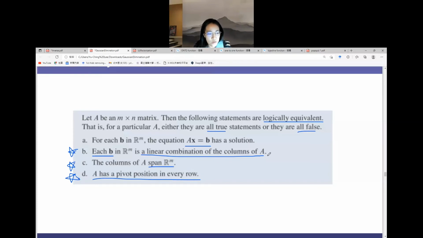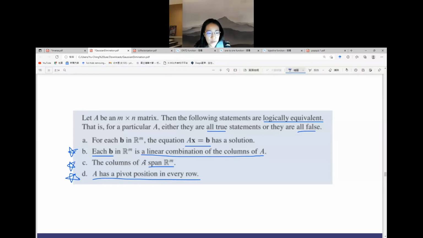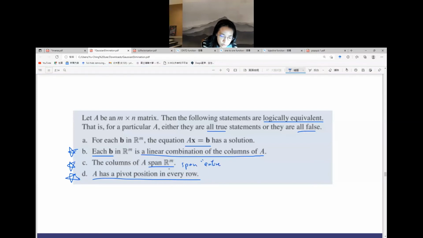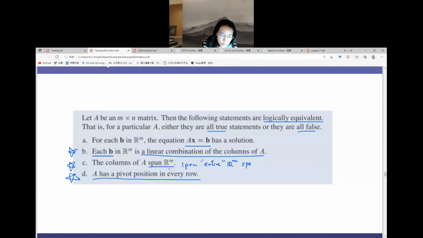And I can also answer that I can check the columns of A and see if the columns of A can span the entire R^n space. Here it says span R^n, it means spans the entire R^n space. Not just a subset of R^n, but the entire R^n space.